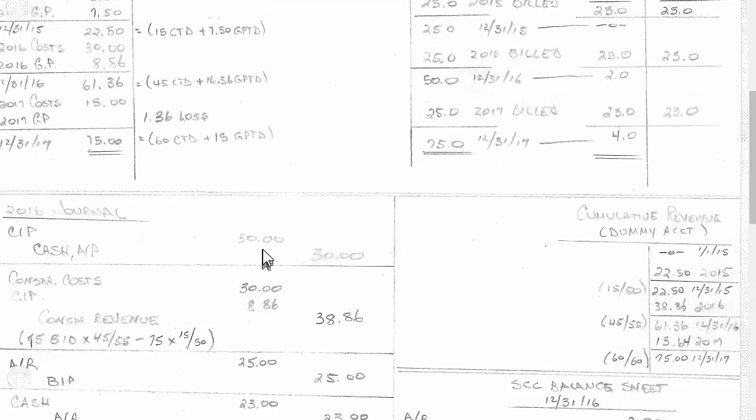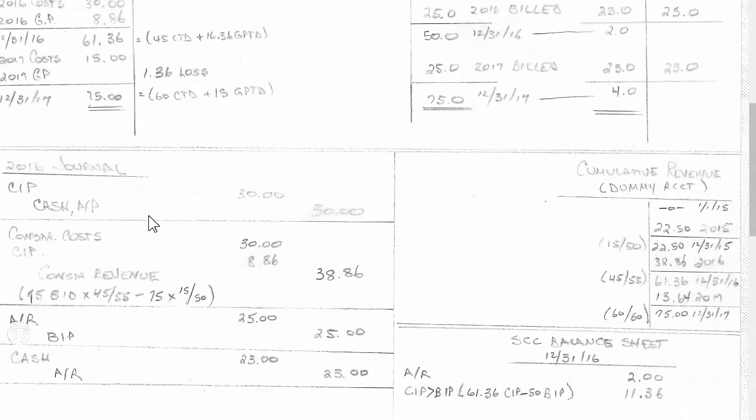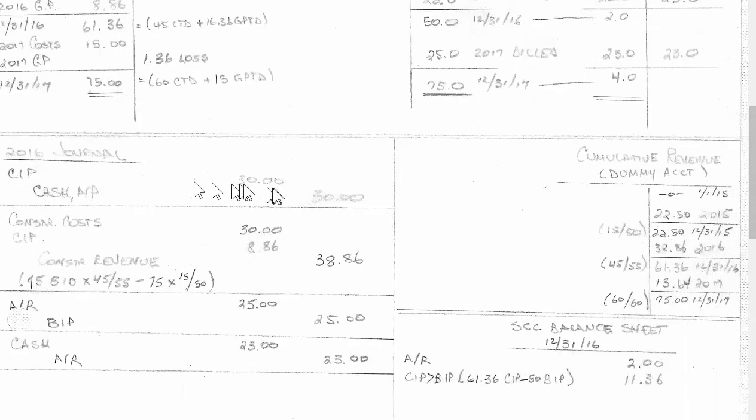Now, let's make the journal entries for the year 2016. The first item that we would record would be the construction cost actually incurred, and as you can see, they were $30 million. So we would increase the construction in progress account, debit at $30 million, and we would show a variety of credits for cash, accounts receivable, or accounts payable, and maybe some other overhead items that would total $30 million.